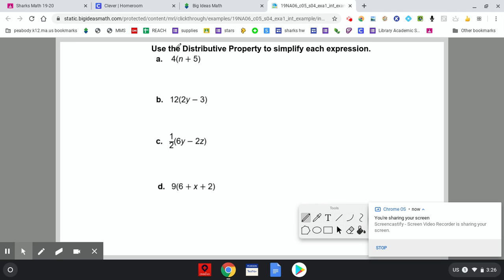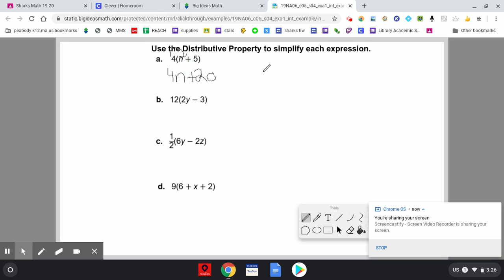So what you do is you have a number on the outside of a pair of parentheses. You multiply that outside number by everything on the inside. So I'm multiplying 4 times n, which is 4n. Then you bring down the symbol, so plus sign. Then I'm going to multiply 4 times 5, which is 20. So I get 4n plus 20.